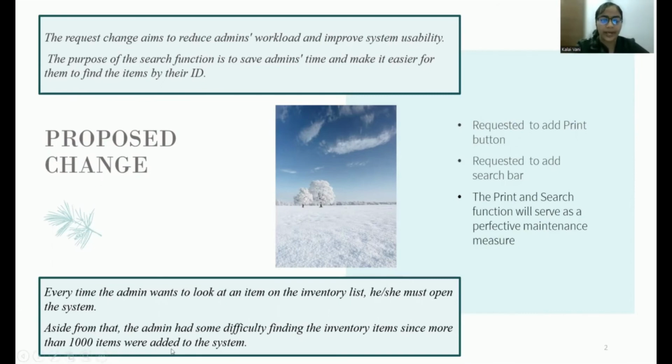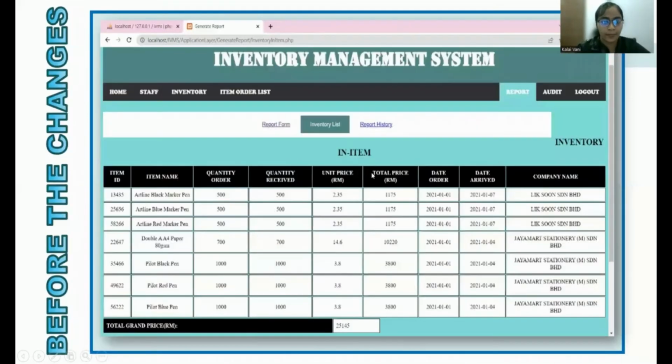And aside from that, the admin had some difficulty finding the inventory items since more than 1,000 items were added to the system. So since there are a lot of items added to the system, it will be difficult for the admin to search for the preferred item. So in order to search for the item easily, it is requested to add a search bar so the admin can easily search the item based on the item ID. This is the interface before the changes have been made, without any print or search bar function.